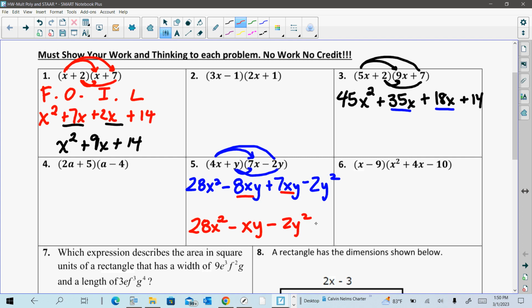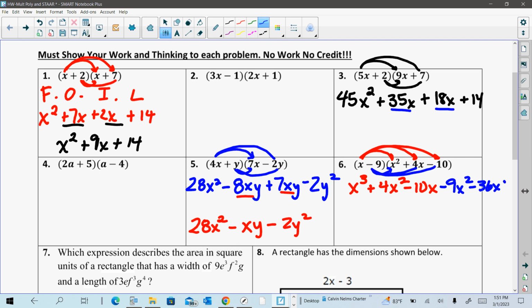Now for 6, you have to do your distributive property one at a time. So you do the first terms to each of the other 3 terms in this trinomial. X times x squared gives you x to the 3rd power. Then x times 4x gives you 4x squared. And x times that minus 10, minus 10x. Then we go to the next term, that's negative 9 times x squared, so negative 9x squared. Negative 9 times 4, so negative 36x. And a negative times a negative is plus 90.